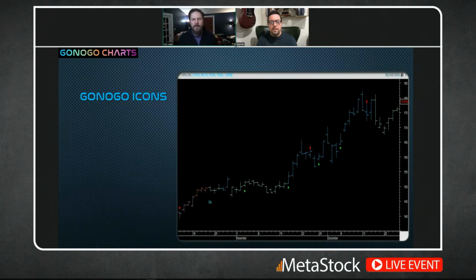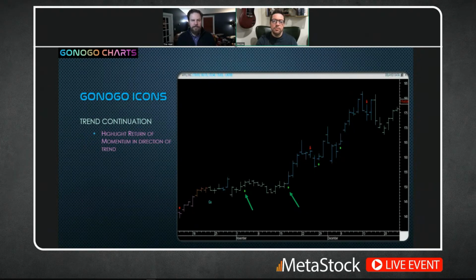Alex, let's talk a little bit about the GoNoGo icons. Yeah, so quickly, the icons are just highlighting those important areas that are based on the interaction of the oscillator with the zero line and with the trend. So the first kind of icon that we want to highlight are trend continuation icons. That's what we were just talking about. Trend is in place. We want to understand, is it going to continue or is it something worse? So we highlight the return of momentum in the direction of the trend.